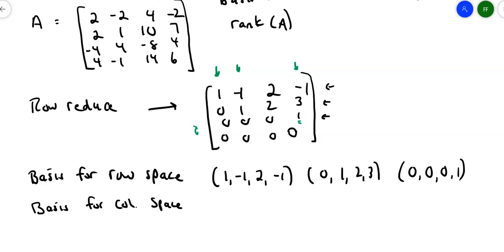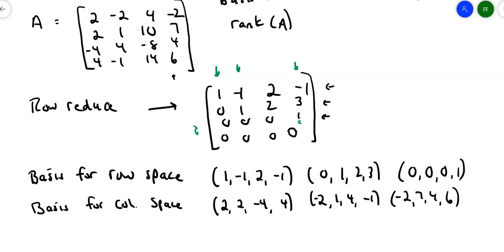So the basis for the column space, go back to my original matrix, is going to be 2, 2, -4, 4, is going to be -2, 1, 4, -1, and then the third column is the one that we want, the fourth column is the one we want, -2, 7, 4, 6. So you notice that there's 3 vectors in the row space, there's 3 vectors in the column space. So what is the rank of matrix A? The rank of matrix A is 3 because there's 3 vectors in each space.